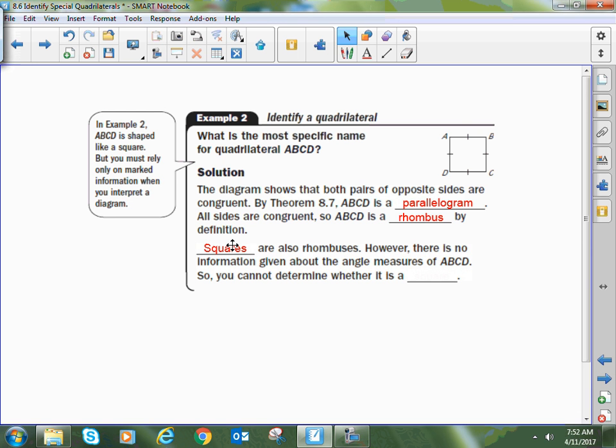Okay, we know it's a parallelogram because I have opposite sides that are congruent to each other, but because I have all four sides that are the same, that tells me it's a rhombus. Can't say it's a square, even though it looks like a square. Can't say it unless I have some additional information.